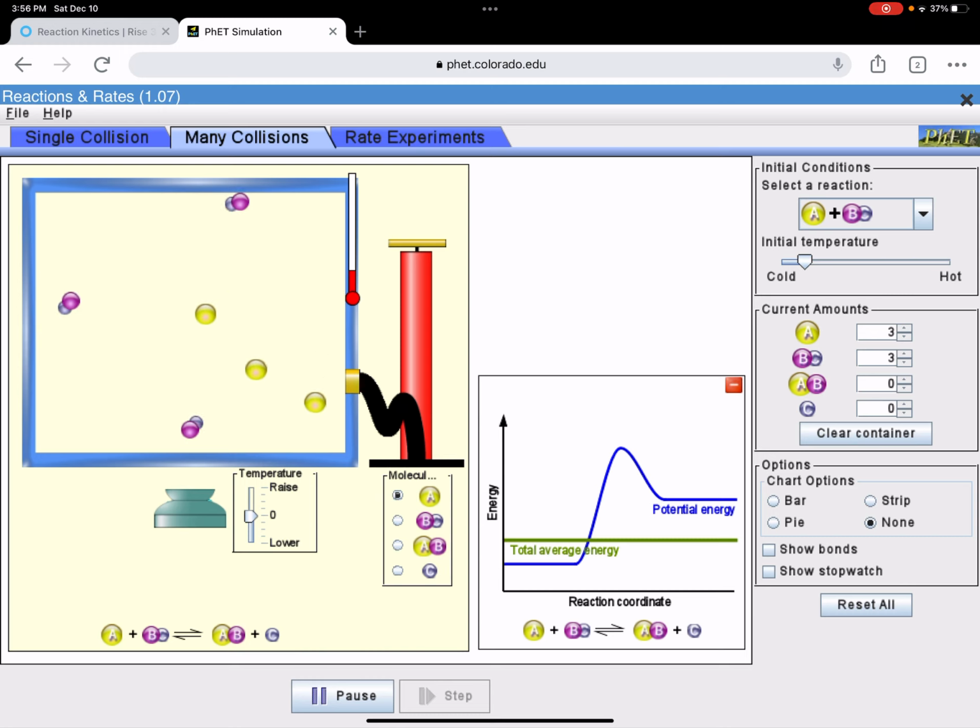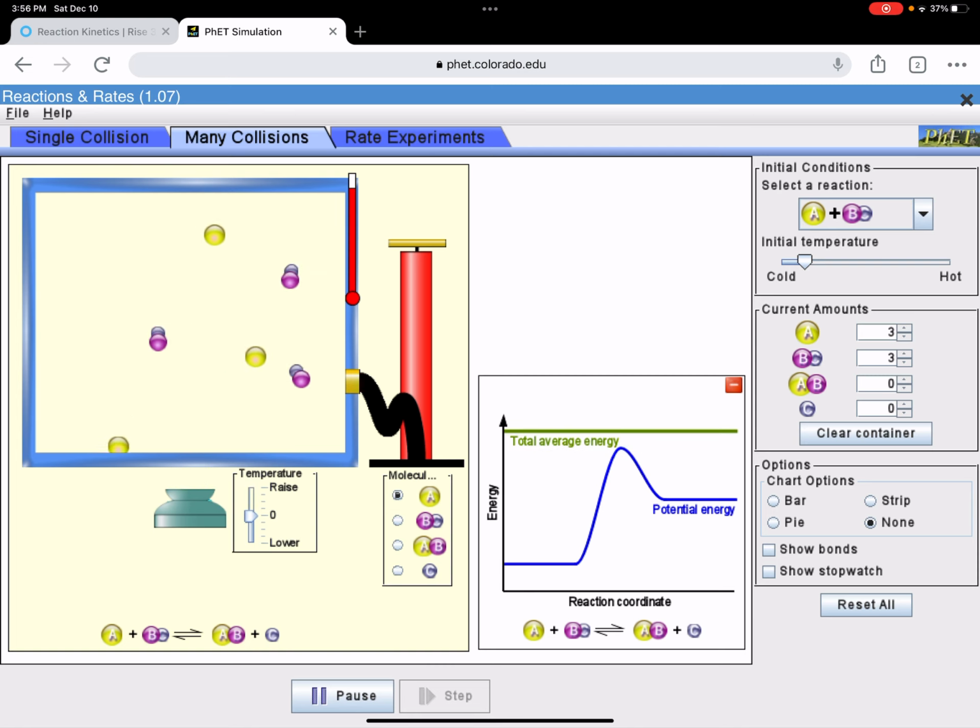So in this case, I've got 3 yellows, and they haven't done the reaction yet. And you can see that the green line is really low for this one. So they are bumping into each other again, but not with enough energy. So I'm going to raise the energy, but you'll see that even some of them, when they bump into each other, still won't react because they don't have the correct orientation.